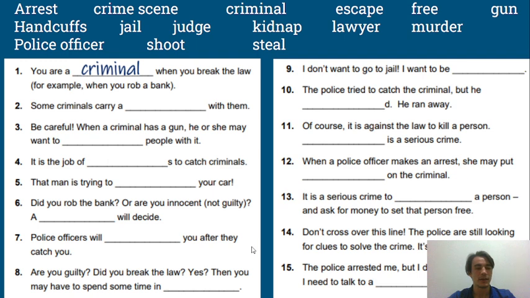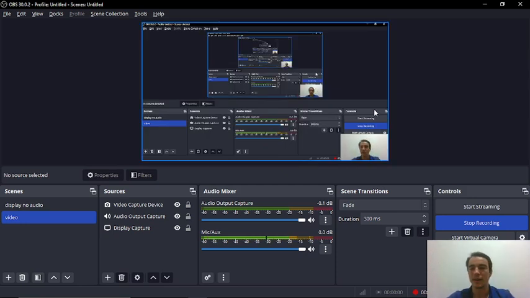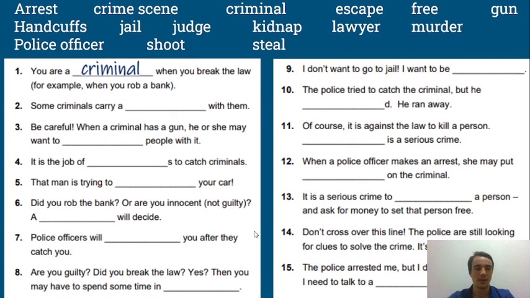Number 8, are you guilty? Did you break the law? Yes. Then you may have to spend some time in jail. When criminals break the law, where are they being sent to? They are sent to the jail, right? Jail. And we will do the rest in the class, or you could guess the rest. Let's move on to the next slide.